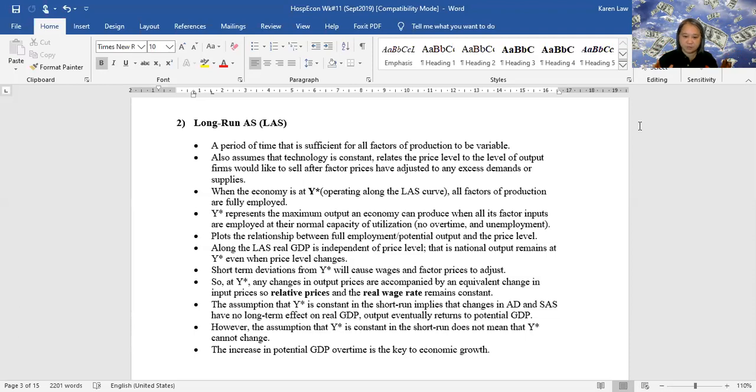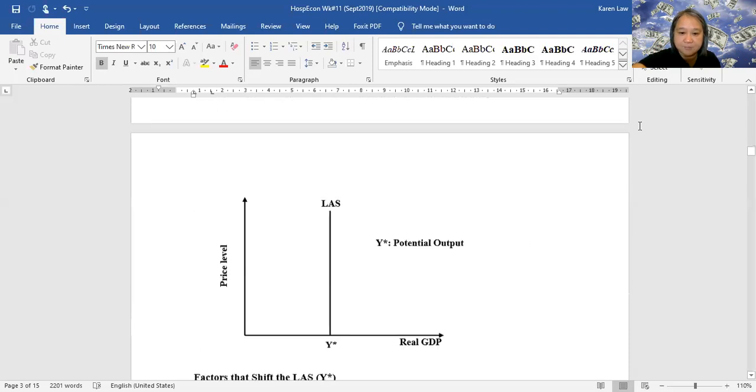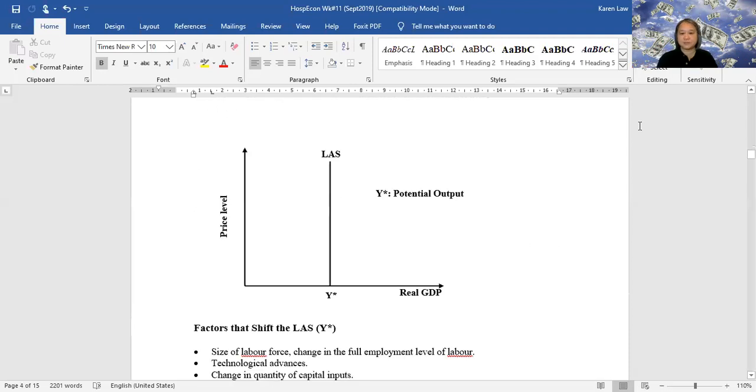That means that if all companies in our economy are operating at full capacity, then our long run supply curve should dictate the maximum output that an economy is able to produce. So our long run supply curve pretty much is vertical, and the amount of output that is dictated by our long run supply curve, we call that Y star.